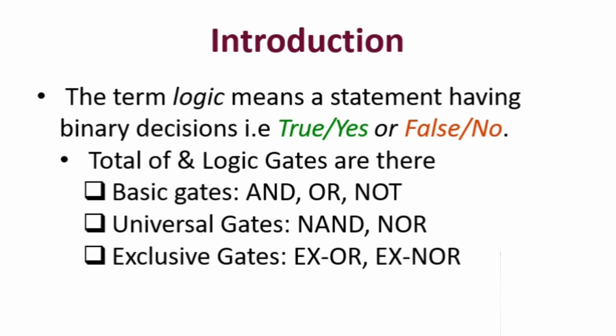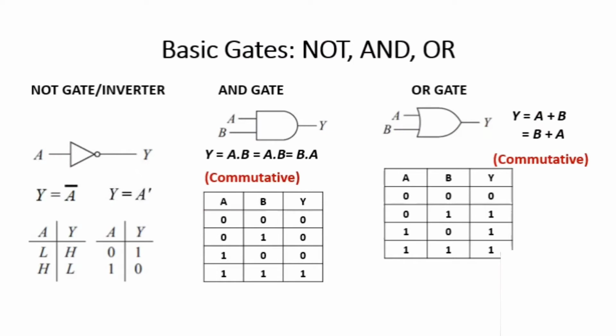So these are basic gates, universal gates and exclusive gates. AND, OR, NOT are categorized in the basic gate category. NAND and NOR are universal gates. XOR and XNOR are exclusive gates. So starting with the most basic gate, it is a NOT gate, also known as an inverter. The symbol for this can be seen here.